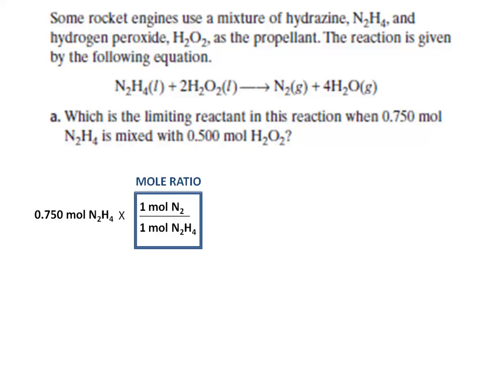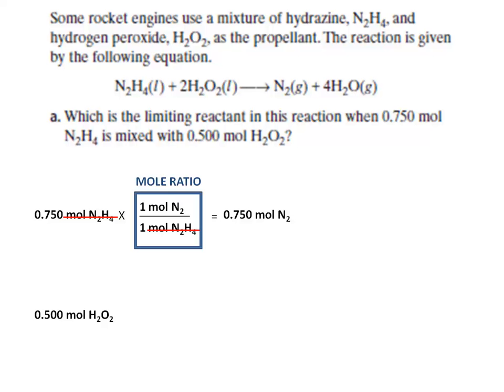You can choose either product that you want, because you're going to take both of these, 0.750 and 0.500, and figure out which one makes the least amount of the same product. So I chose N2, but we could have also used a mole ratio of H2O, as long as you stay consistent throughout the problem. So the moles of N2H4 cancel, and we get 0.75 moles of N2. So that's a one-step mole ratio problem. Remember, we chose N2 the first time, so we have to use N2 the second time.